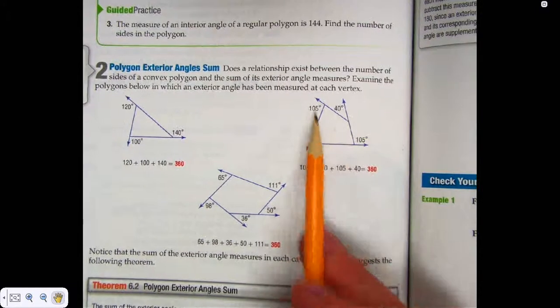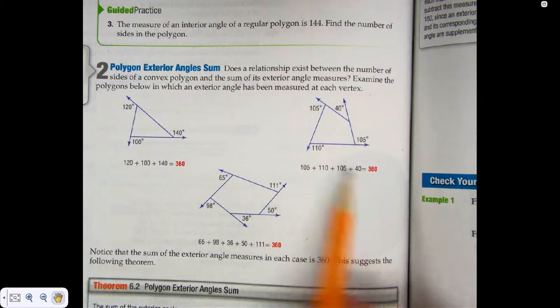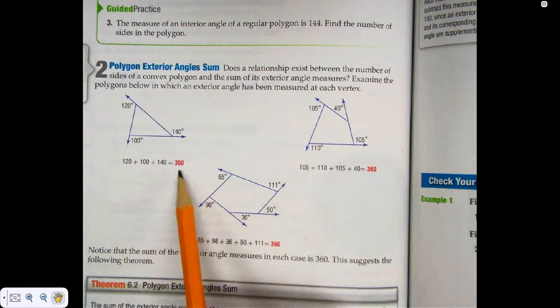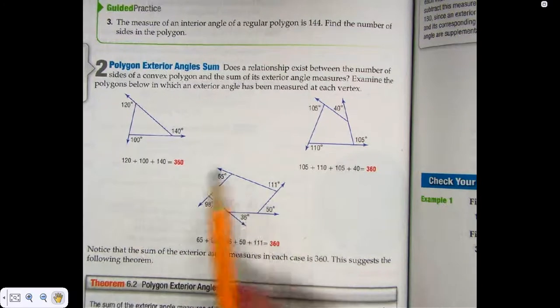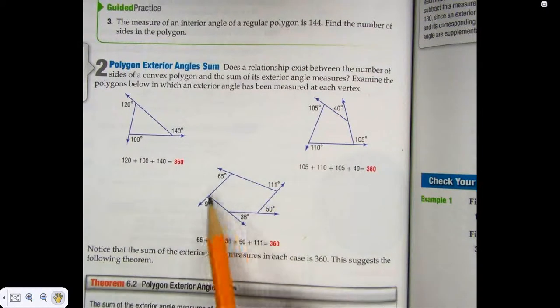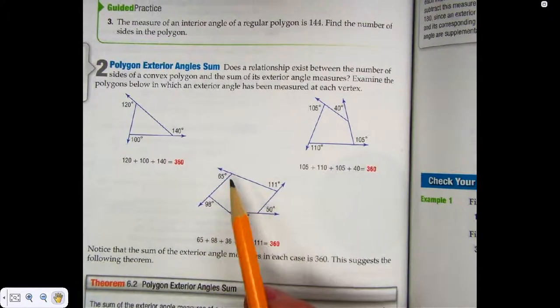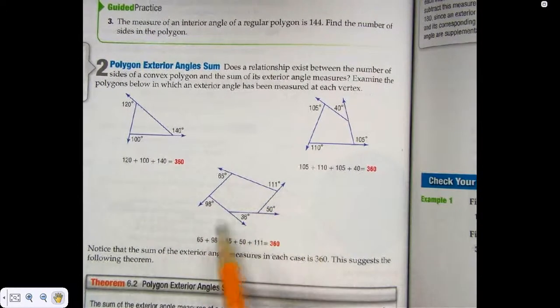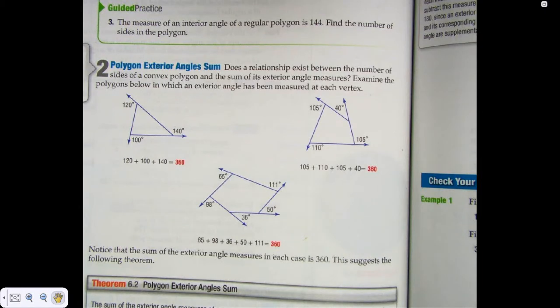105, 40, 105, 110. Guess what they add to? 360. 120, 100, 140. Guess what those add to? So on and so on. Guess what those add to? Now we're talking about the exterior angles going around the same way. If you were to extend the opposite direction, all those will add to 360. Because you know how you can kind of extend each direction? But it doesn't matter. They will add to what? 360. Period. So with regular polygons, you should always be able to find what the exterior angle is, correct?